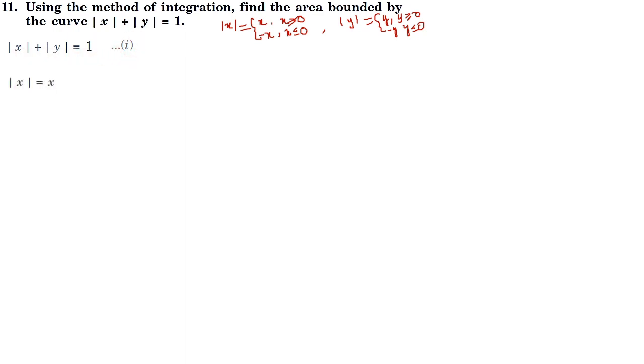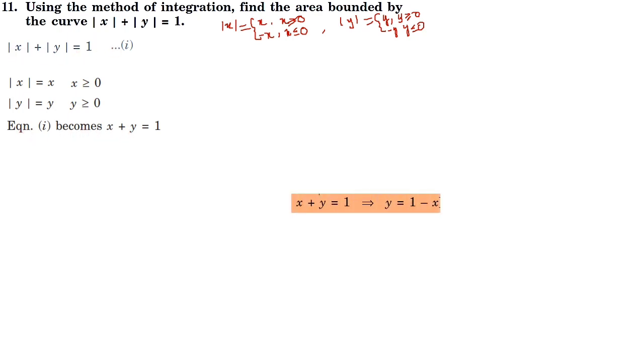Modulus of x is equal to x, that means this first portion we have considered, if x is greater than or equal to 0, and the modulus of y is equal to y if y is greater than or equal to 0. In both the definitions, the first part we have taken. Then equation 1 becomes, what will happen? We put in equation number 1: x plus y is equal to 1.